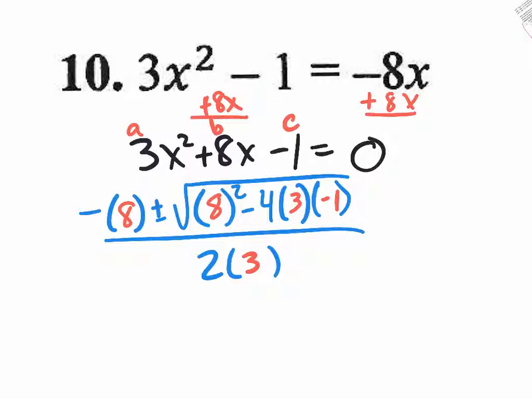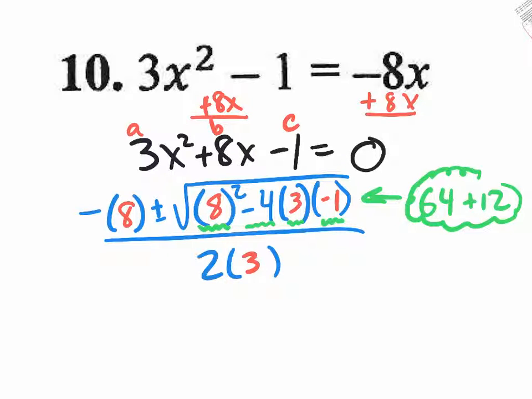Now let's work this out. Let's start with the discriminant. What is 8 squared? 64, right? And how about negative 4 times 3, that's negative 12, and negative 12 times negative 1 is positive 12. So I really have 64, the 8 squared, plus 12. This is our discriminant value that belongs inside the square root.